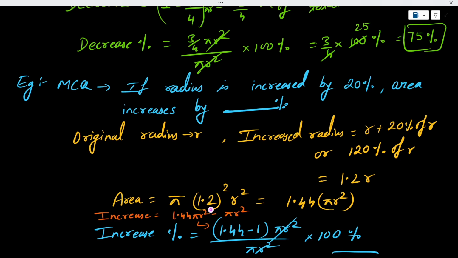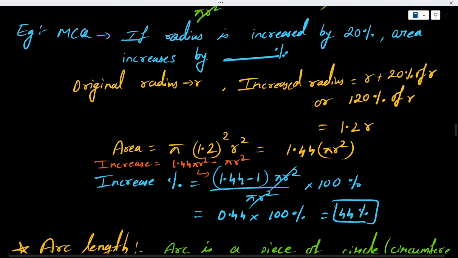Now the area is pi r square, and r is becoming 1.2 r, so it becomes 1.2 square r square, because we always do the comparison with the original area. So what is the area here? The area has become 1.44, so pi r square is becoming 1.44 pi r square.